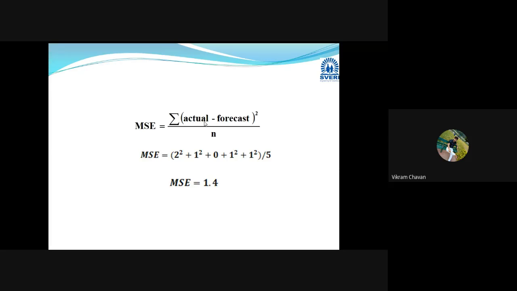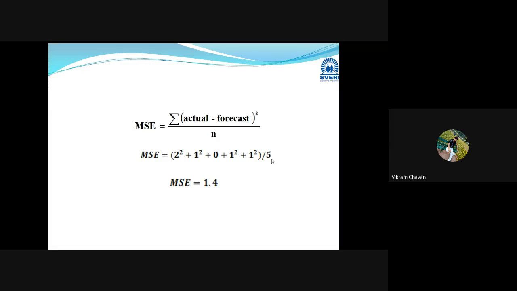MSE, that is nothing but the summation of (actual minus forecast) squared, that is, the summation of error squared divided by n. So here MSE, that is mean square error, is equal to 2 squared plus 1 squared plus 0 plus (minus 1) squared plus 1 squared, the whole divided by 5.